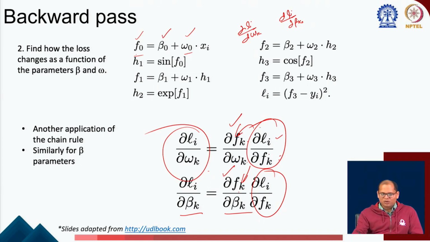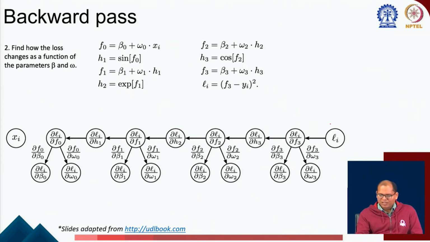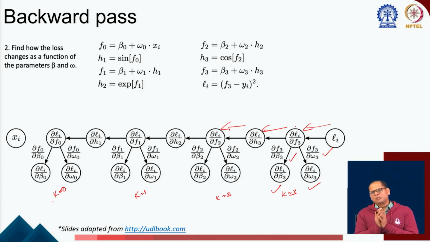So, given this I have to now compute two more things, that is all, right. Wherever I have dou Li over dou Fk, I use that to compute dou Li over dou Wk and dou Li over dou beta k, and that is all. That will give me all the derivatives that I need, right. So, this was my going backward, and now every time I have dou Li over dou Fk, I also have two branches to give me dou Li over dou Wk and dou Li over dou beta k. And this I do for k equal to 3, k equal to 2, going backward, k equal to 1, k equal to 0. And this gives me derivative of loss with respect to each of the parameters of my model.